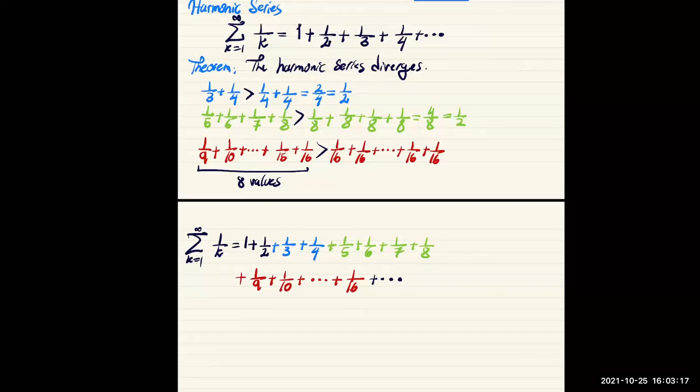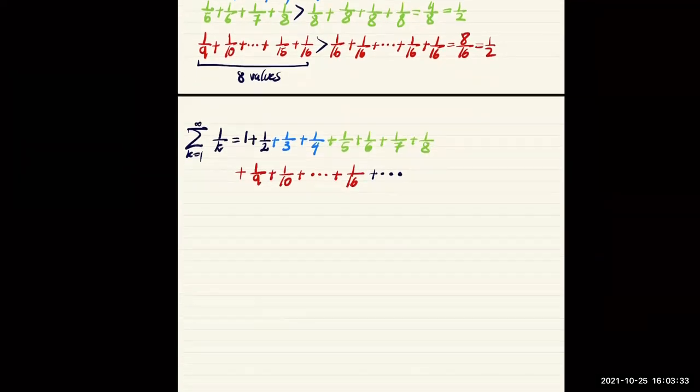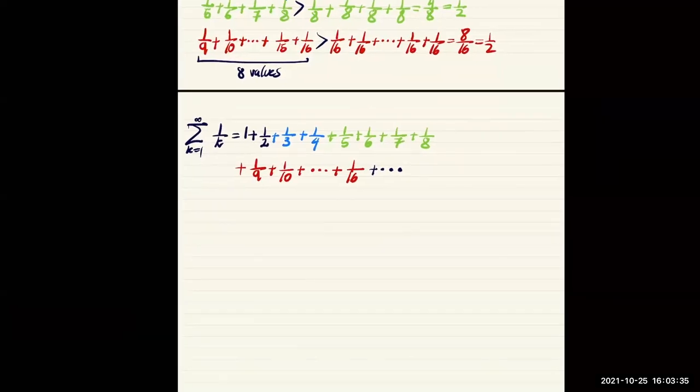Therefore, we have 8/16, which is, again, 1/2. This way we can show that every group is more than 1/2. Therefore this series is more than 1 plus 1/2. The blue group is more than 1/2.